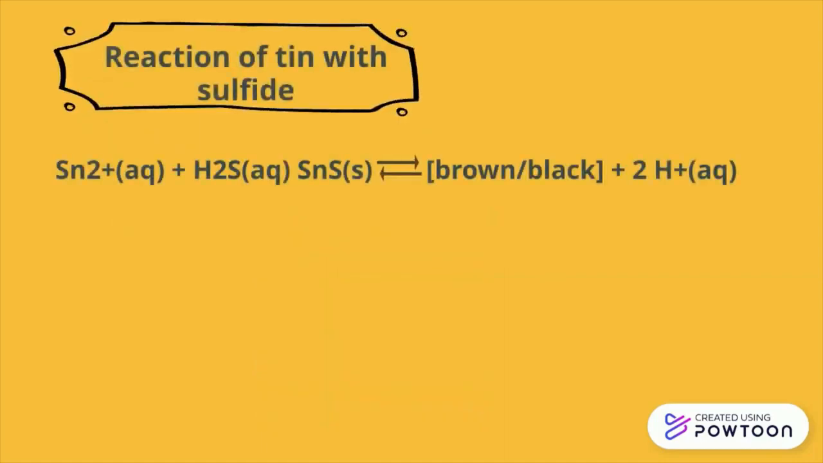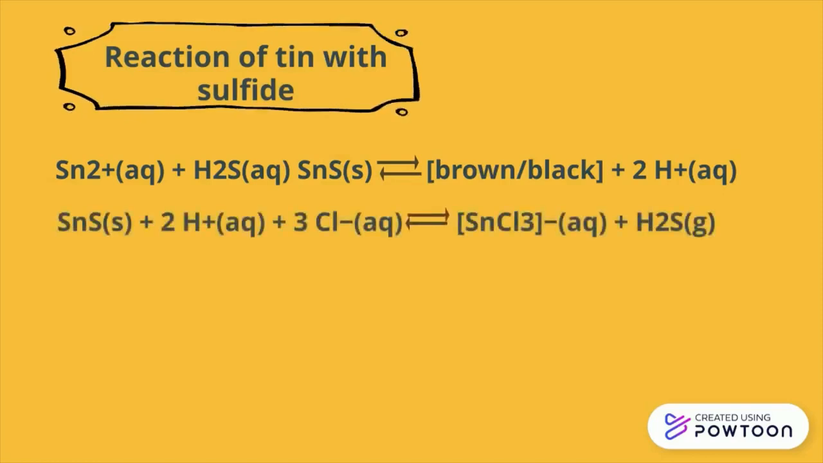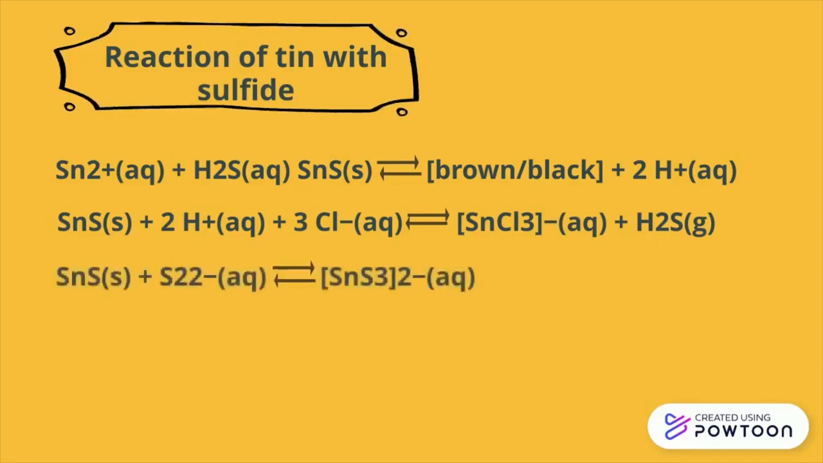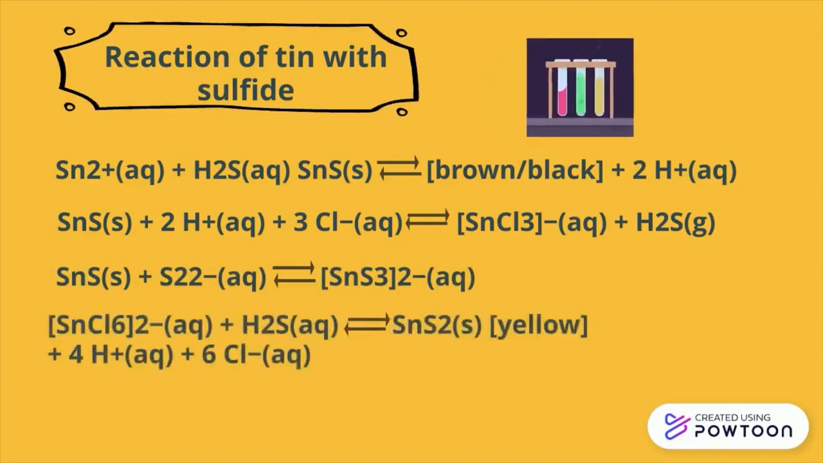Sn2+ is precipitated by hydrogen sulfide in 0.4 molar HCl. In strong acid, the precipitate is dissolved. The precipitate is also dissolved in Na2S2, but not in Na2S.